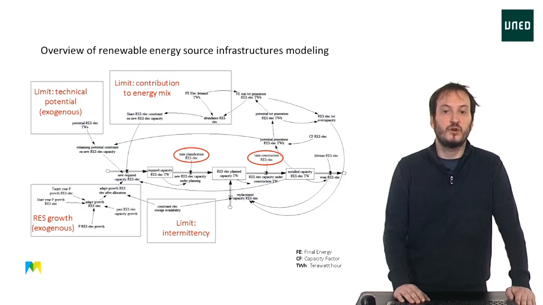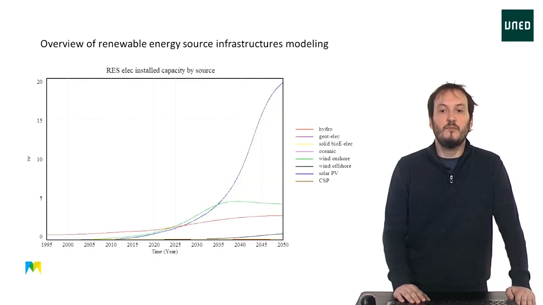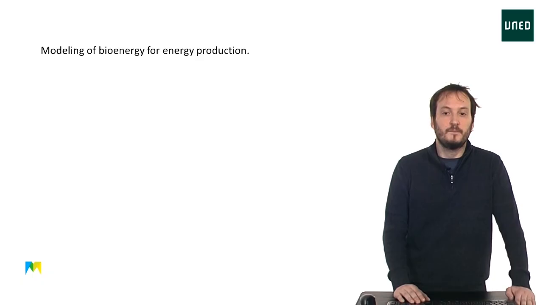As an example of the results in MEDEAS, this slide shows the evolution of the installed capacity of renewable energy sources for electricity, considering a scenario with a high growth of renewable energy. The installed capacity will grow over the next decades, especially in the solar PV and onshore wind cases. In 2050, the installed capacity for solar PV will be almost 20 terawatts.